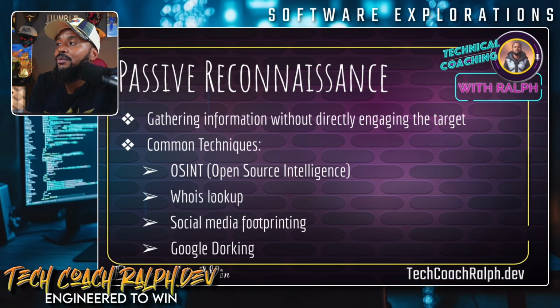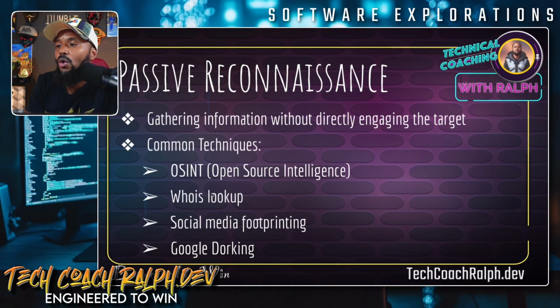It's gathering information without directly engaging with the target. So it's like you're watching, you're snooping, you're on a stakeout, things like that. It's like you might be looking through a window, but you're not knocking at the door and trying to gather information that way, right? What are some common techniques for passive reconnaissance?